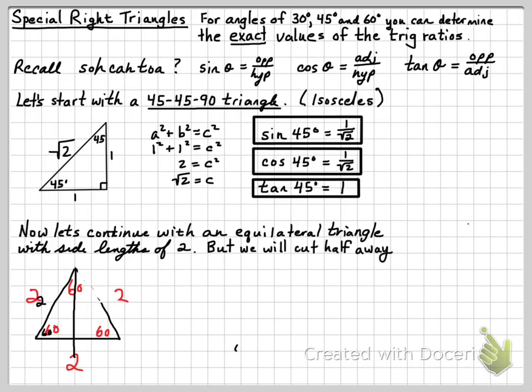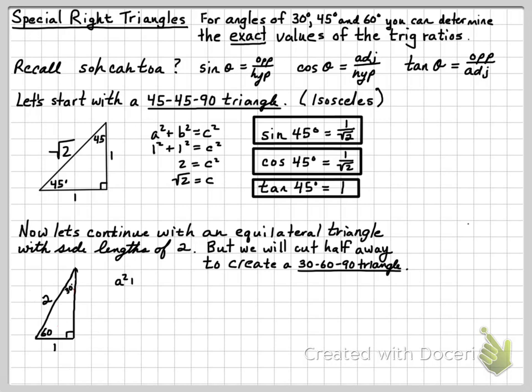We're going to cut half of it away. We're going to erase that. The top angle is going to be half of 60, which is 30, and the bottom angle is going to be 90 degrees because we cut half of that away. Now what we need to do is figure out what that side is that's missing. We know side A is 1, B we don't know, and C is 2.